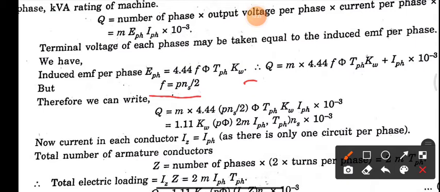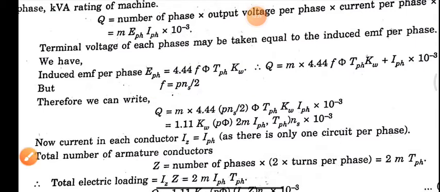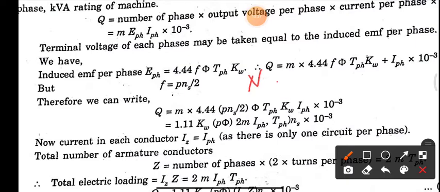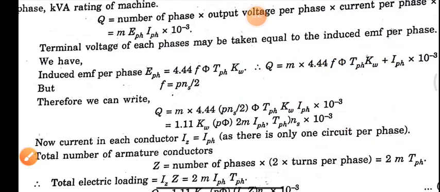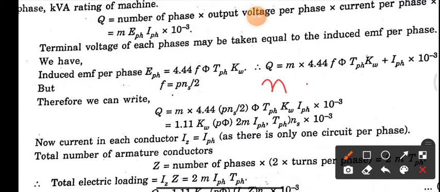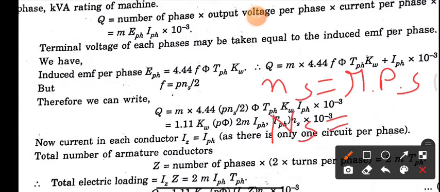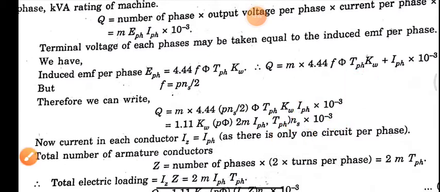How do we get this equation? We know the equation of synchronous speed: synchronous speed is given by 120 F by P. Now this speed is in RPM, whereas this small ns is in RPS, whereas our capital synchronous speed 120 F by P is in RPM. So we need to convert this.